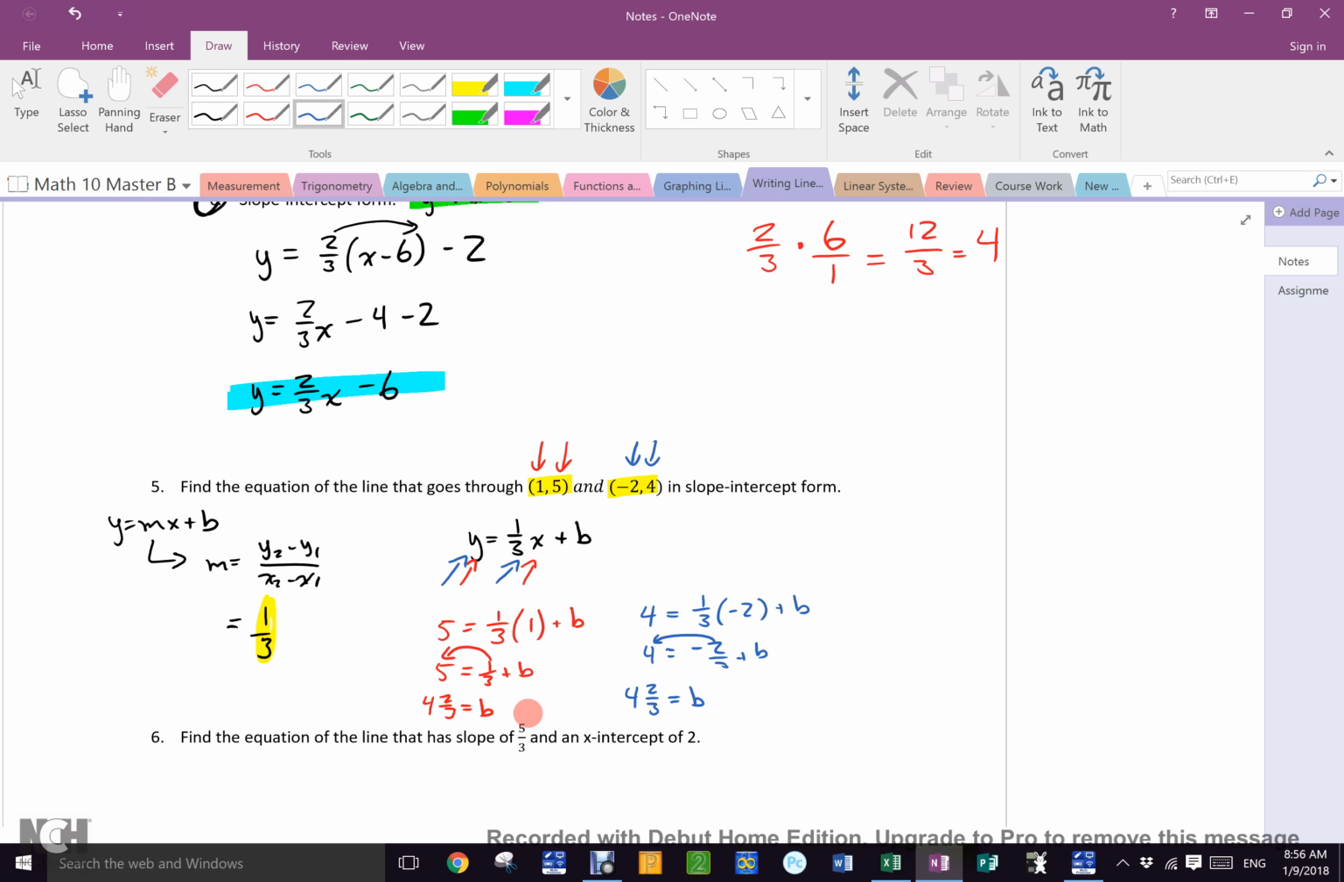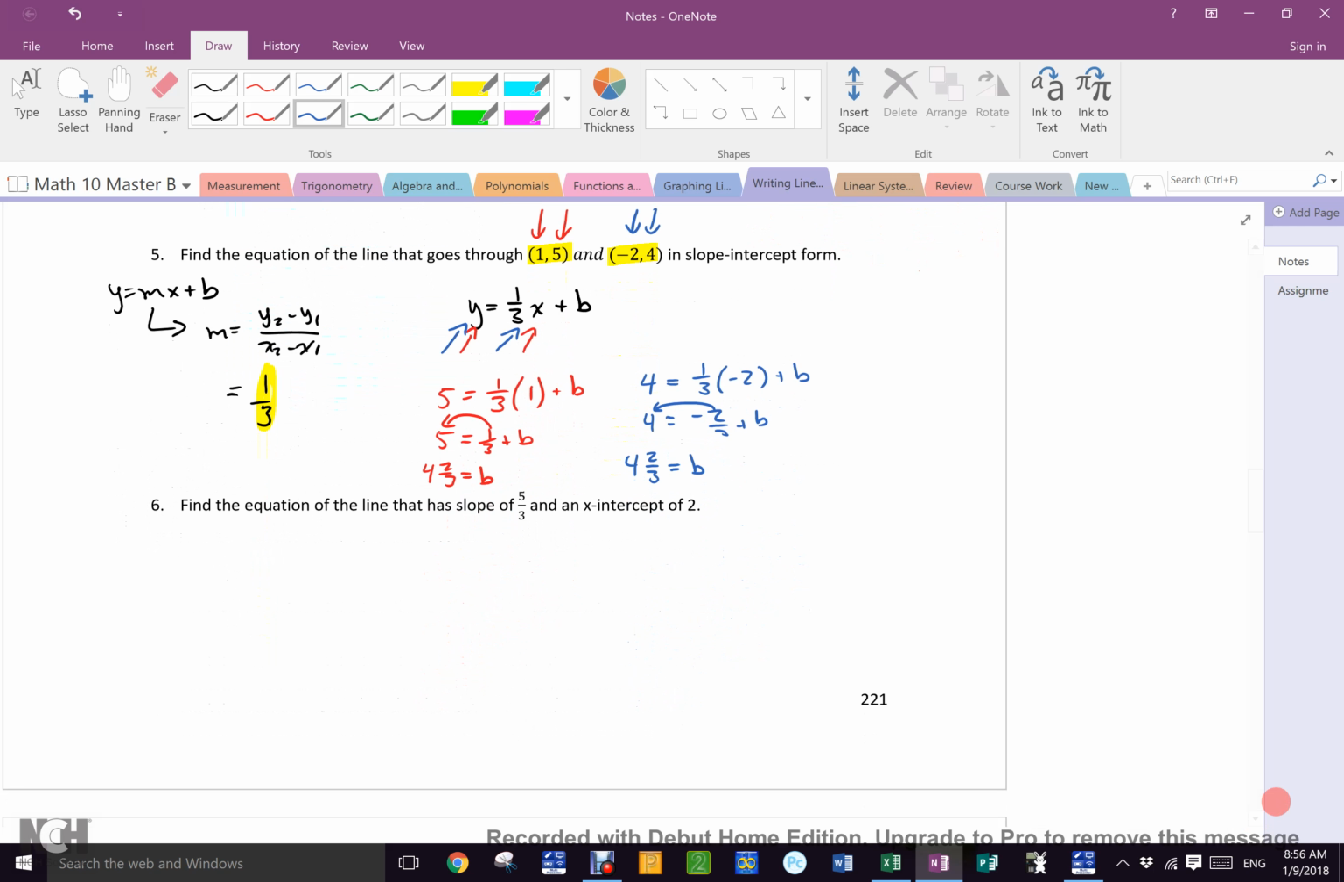And if I did point slope form, I could just sub either one of them in as well. Everybody cool? Okay. Oh, so we never actually wrote it out. What should the final answer look like? Y equals 1/3 x plus 4 2/3. Everybody cool? All right. Read 6 and tell me what form you would use.